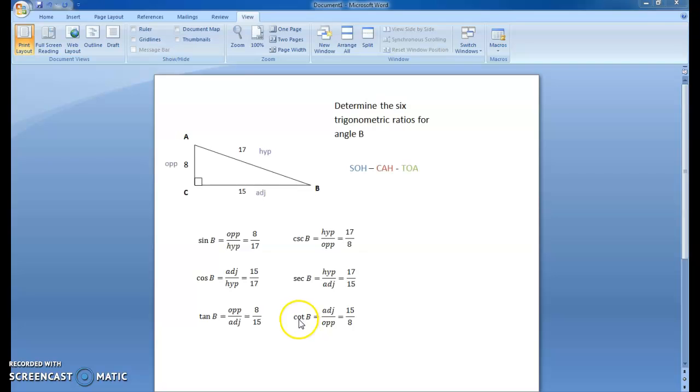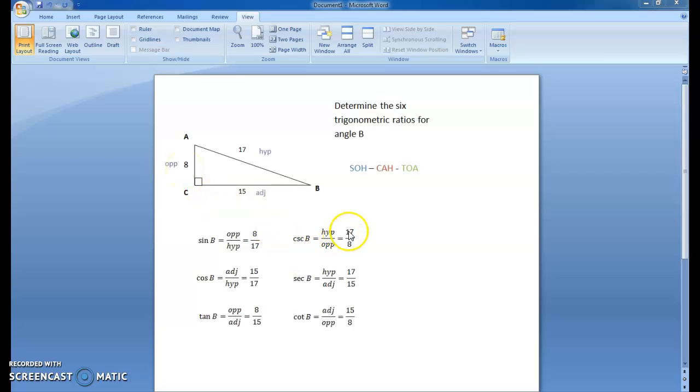And that'd be the same thing for cotangent. Cotangent is the reciprocal of tangent, which is opposite over adjacent. So cotangent of B is adjacent over opposite, and that's 15 over 8, and we see adjacent over opposite.